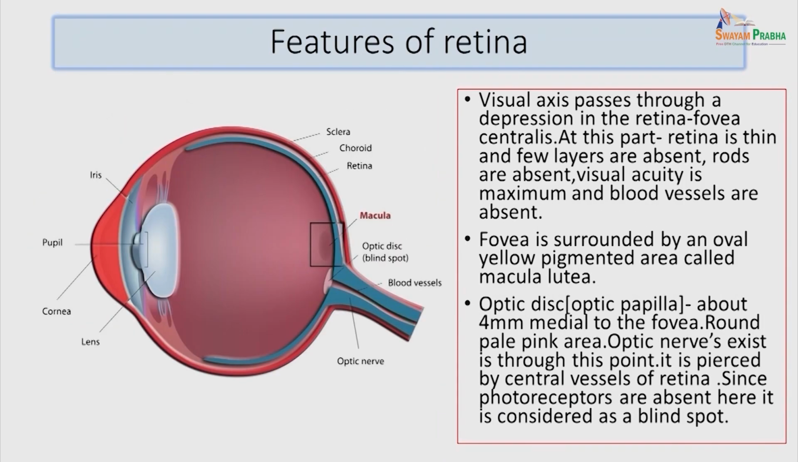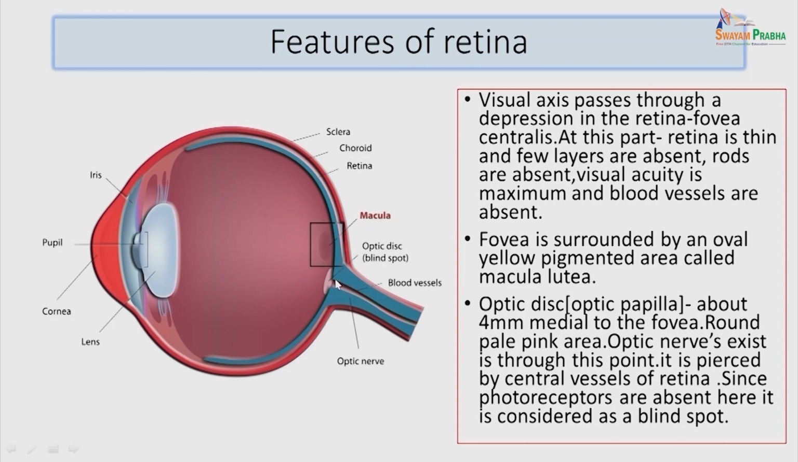Here we are seeing some more features of the retina. The visual axis passes through the depression in the retina called as the fovea centralis. At this part, the retina is thin and few layers are absent here. The rods are absent, the visual acuity is maximum and the blood vessels are absent. The fovea is surrounded by an oval yellow pigmented area called as macula lutea. You can see the macula in this picture.